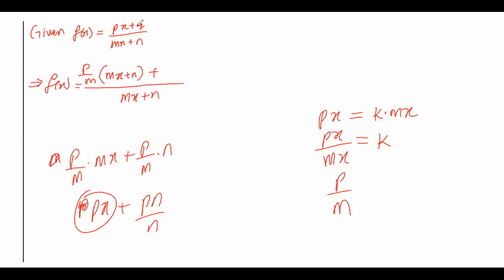Now we need q. So something must be done to this to give me my q. Which means this must be q minus pn over m. You understand? So what I need to add to this is q minus pn over m. Am I making sense?